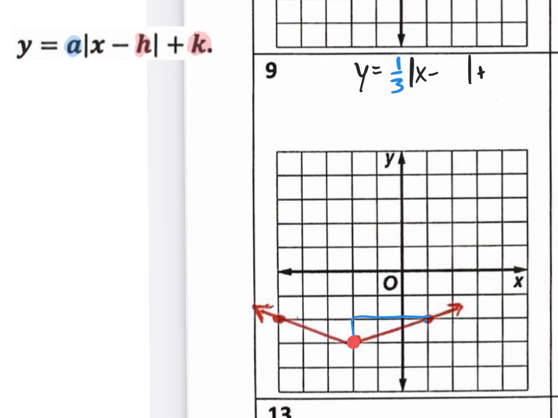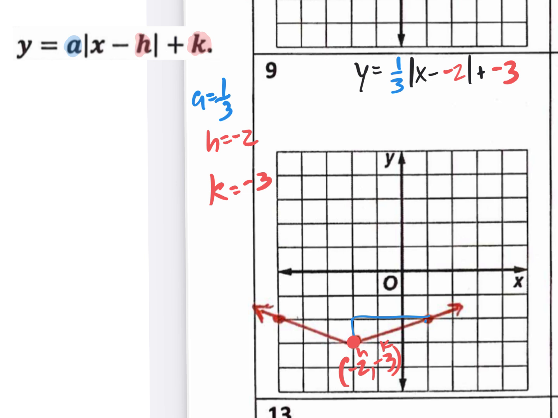So if you know that this is negative 2, negative 3, then technically you know your h is negative 2 and your k is negative 3. So once again, the a value was 1/3. That's why we put that right here. The h value is negative 2. That's why we're going to put a negative 2 right in there. And the k value is negative 3. That's why we're going to put a negative 3 over here.